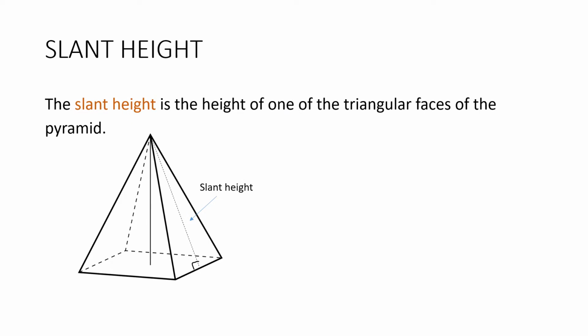And then there's the slant height. And the slant height is the height of one of the triangular faces on the pyramid. And this particular pyramid is going to have 2 different slant heights. There's this one here for this face and for this face over here. And then there's this slant height as well. And that'll be the same length for the front triangle and the back one.